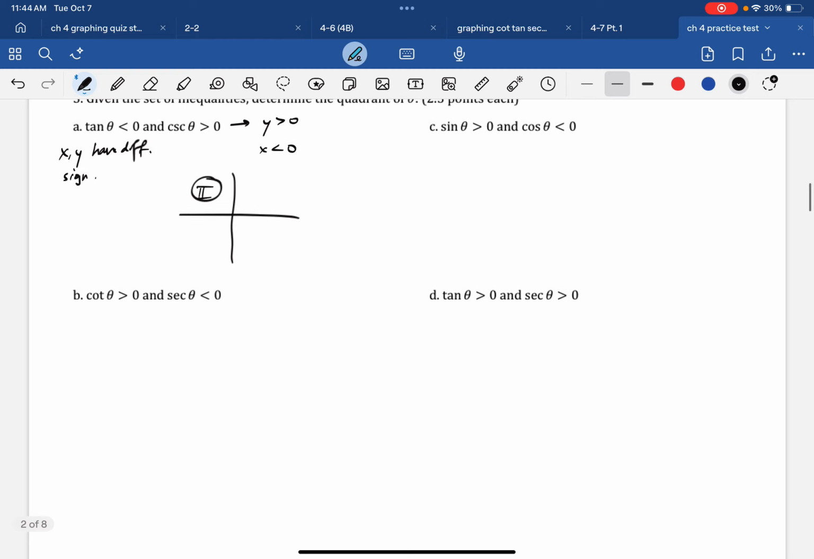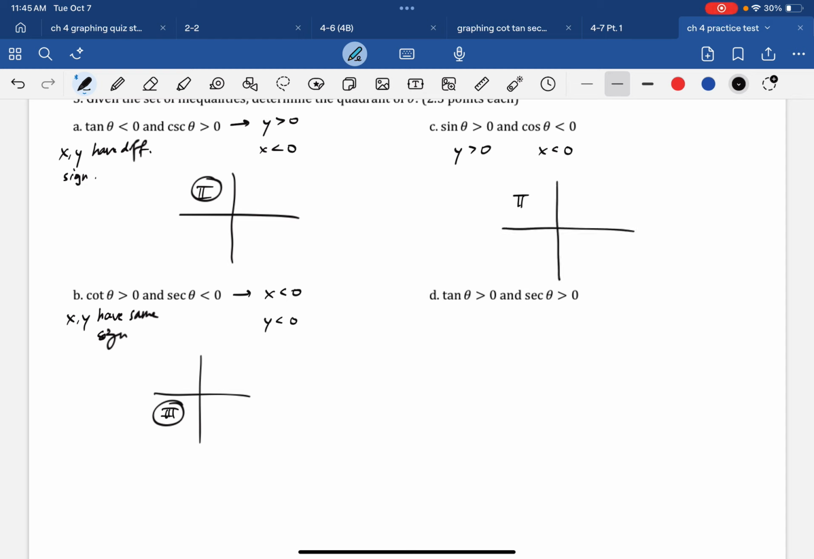Next, if cotangent is positive, then x and y have same sign. If secant is negative, that means cosine is negative. So x is negative, which means y must also be negative. So we're in quadrant 3. Okay. If sine is positive, then that means y is positive. But if cosine is negative, that means x is negative. So once again, we're in quadrant 2.